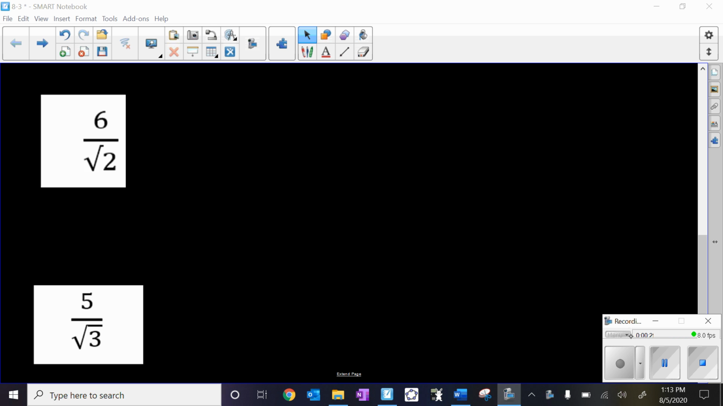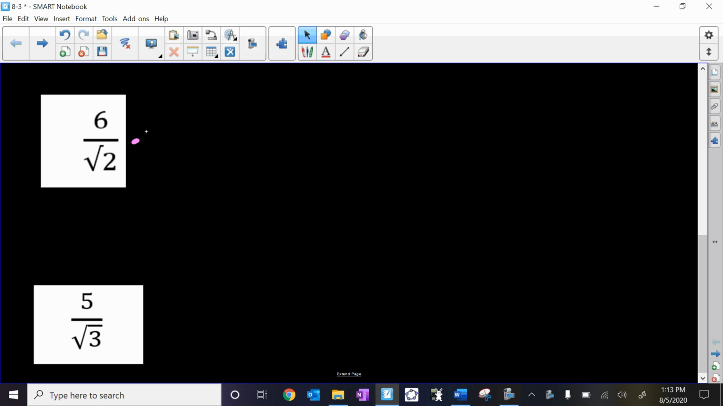So we're going to multiply both of these by a specific number, and that number is 1, but it's kind of fancy. Kind of looks a little weird. I'm going to say let's multiply by the square root of 2 over square root of 2. It doesn't look like the number 1, but if I take square root of 2 divided by square root of 2, that value is 1. So I'm not changing the value of 6 divided by square root of 2. I'm just changing how it looks.